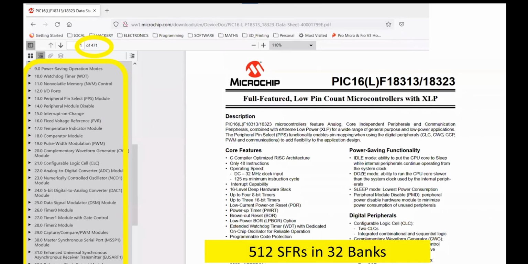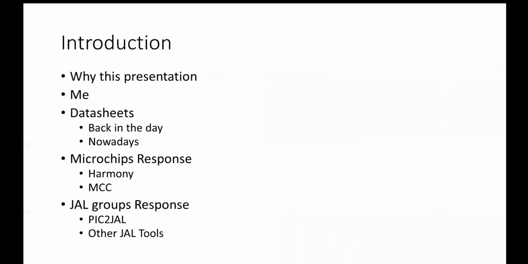Again, there's 32 banks of special function registers. That's an 8-pin chip, and that 8-pin chip has 32 banks of registers, 512 special function registers. If you want to make a pulse width modulated output, then you have to set up the PWM, set up the pins, set up the timers, and that stuff's smeared all over these 512 registers, and it's complex. So to try and get past some of that complexity, Microchip brought out 2 systems.